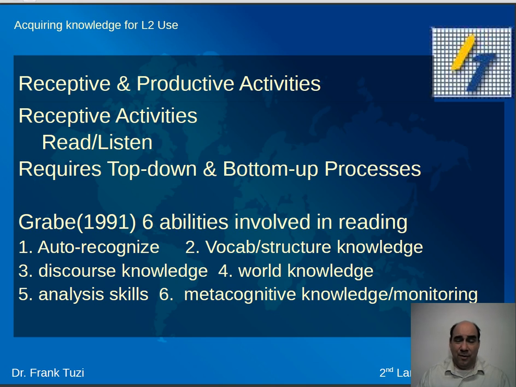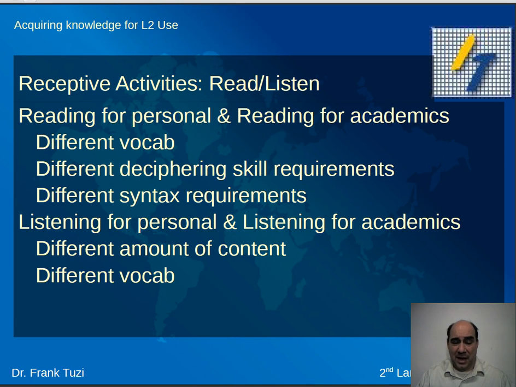There is the knowledge of the vocab and the structure that you're going to have to know. Again, you want to put that into already know this, put it in the background. Discourse knowledge, world knowledge, analysis skills. We've looked at all these already. And these metacognitives. How can I figure out what's going on? How can I aid myself in understanding what the conversation is with these strategies? So those are the 6 abilities that are involved in reading. Actually, they're involved in many things in addition to reading.